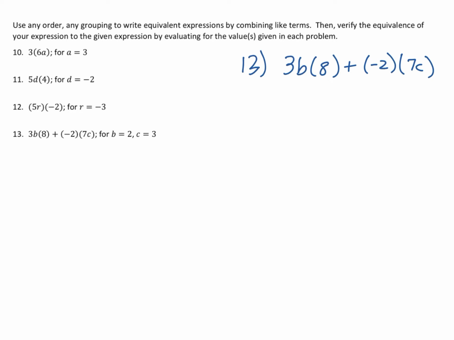3b times 8. 3 times 8 is 24, so 3b times 8 would be 24b. Plus, -2 times 7 would be -14, but we have -2 times 7c, so that is -14c. You might also write this as a minus instead of plus a negative. Either one is correct. Then we have to replace the b with a 2 and the c with a 3.